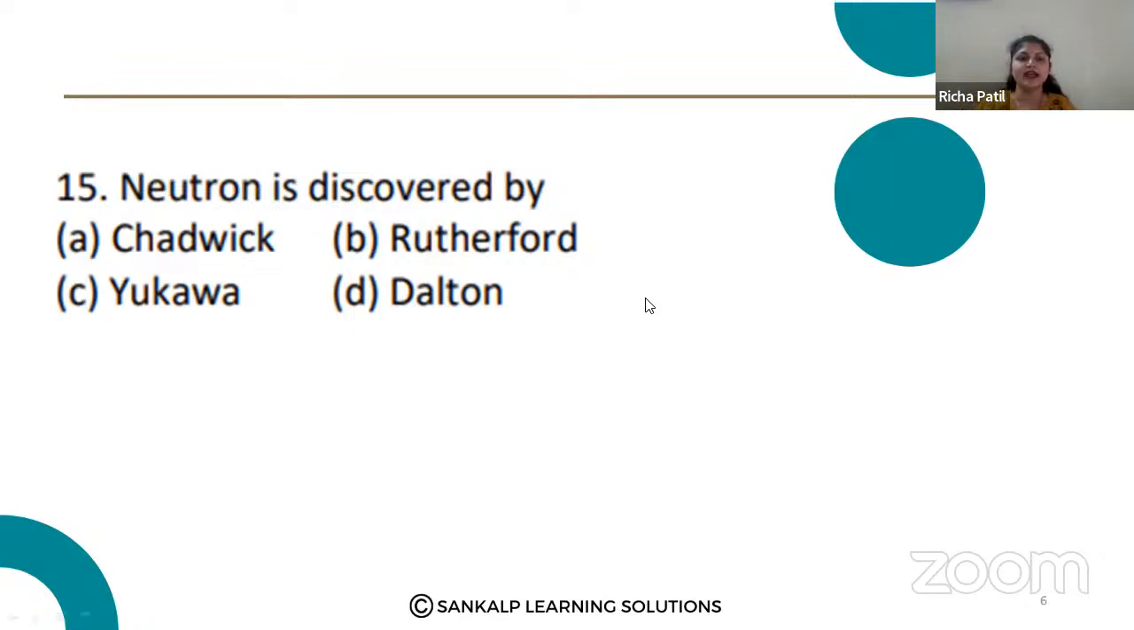So the next question is, neutron is discovered by. So who discovered neutron? We saw the chart, right? So various particles, who discovered? Yes, Chadwick. He discovered it. Option A is the correct answer. So neutron was discovered by Chadwick. So next.